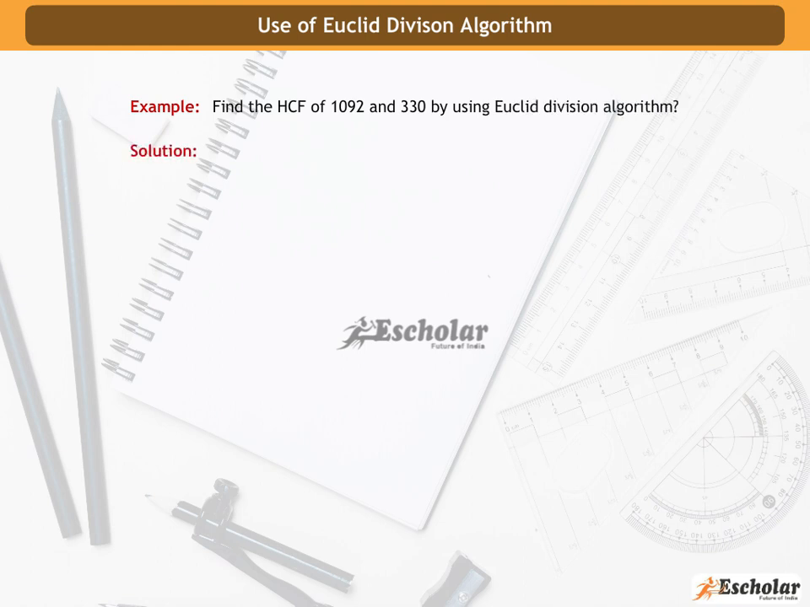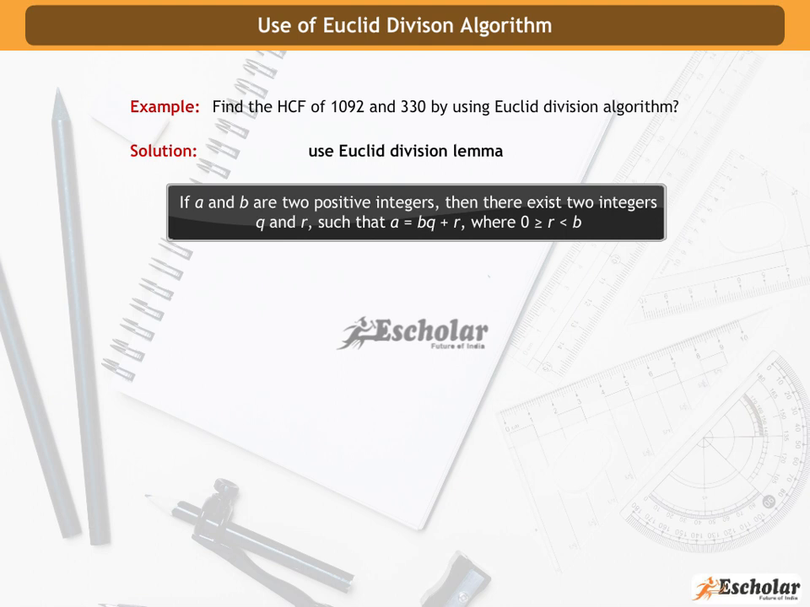Solution: to find this, we need to use the Euclid division lemma, and it states if a and b are two positive integers, then there exist two integers q and r such that a is equal to bq plus r, where r is greater than or equal to 0 and less than b.